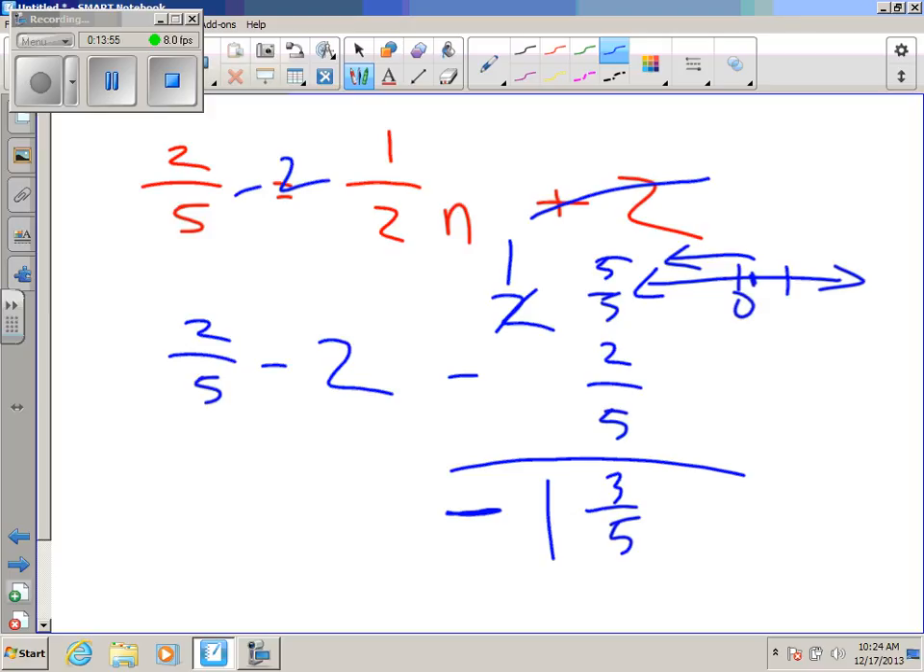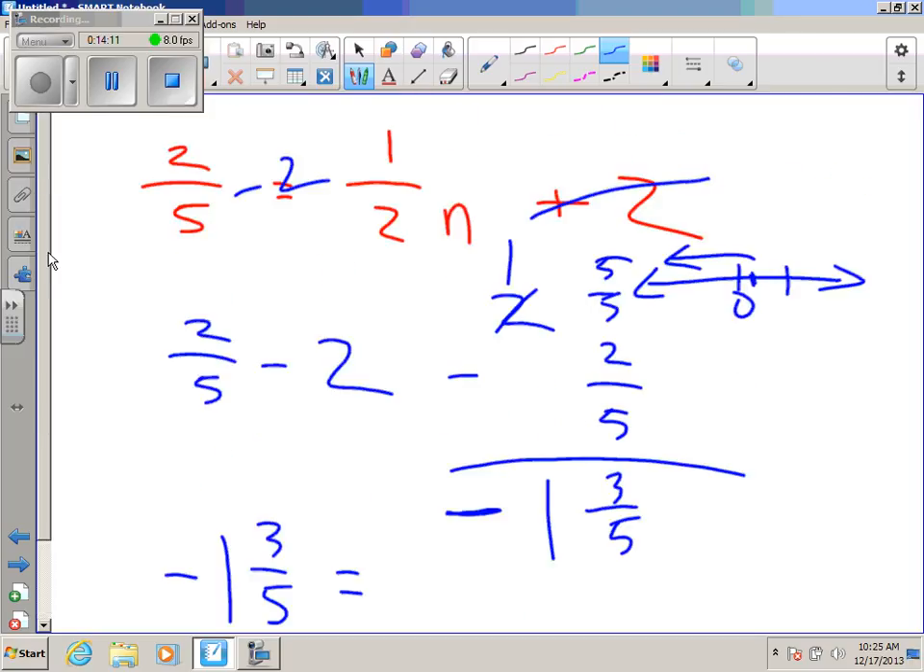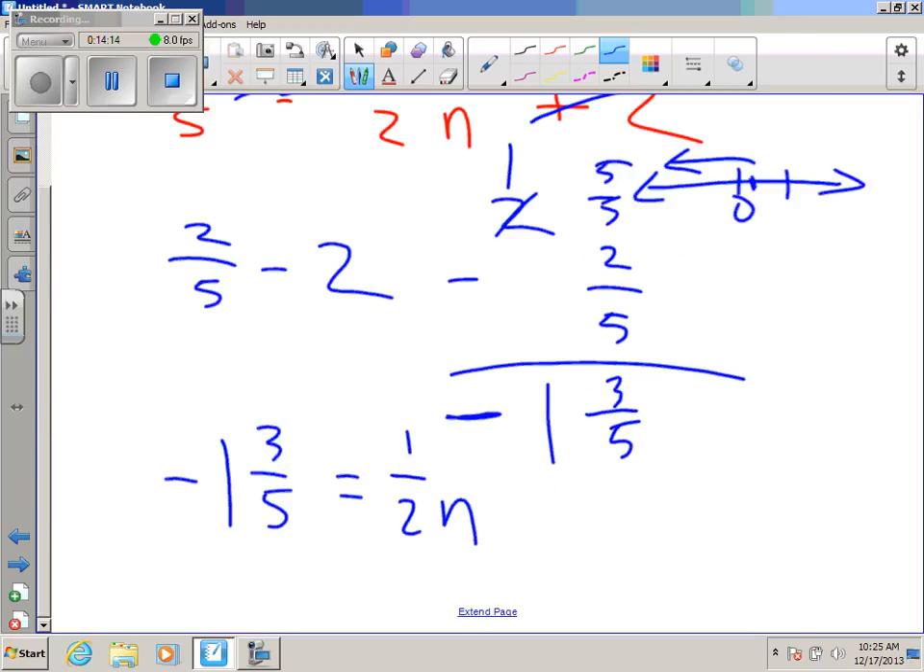Any question there? So now what we have is negative 1 3/5 on this side and 1/2 n over here, because that was only the first step. Now we're going to finish it. The opposite of multiplying by half would be to divide by half. So when I do that, it looks like that. Which one will flip?